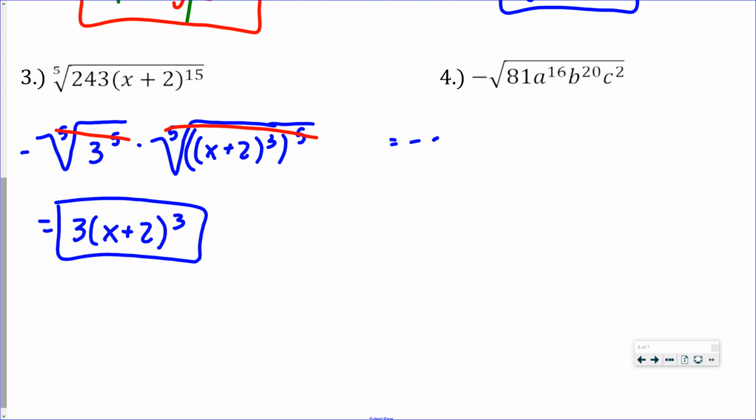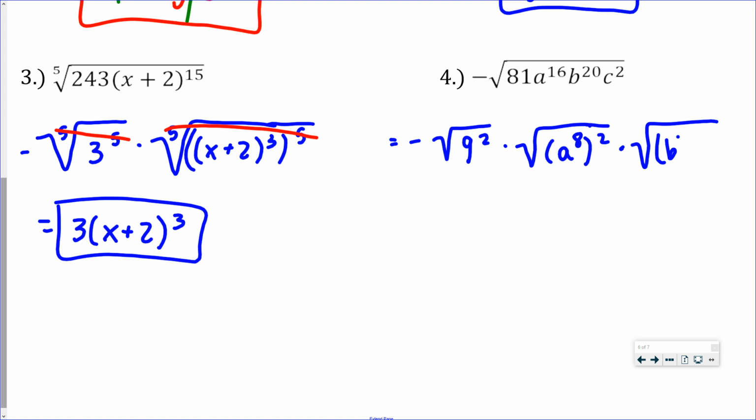So the square root of 81 would be 9 squared. A to the 8th is A to the 4th squared. B to the 10th is B to the 5th squared. Wow, Willis is on his game. C squared, and that's already a perfect square.